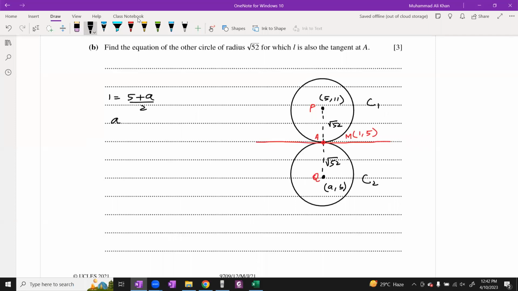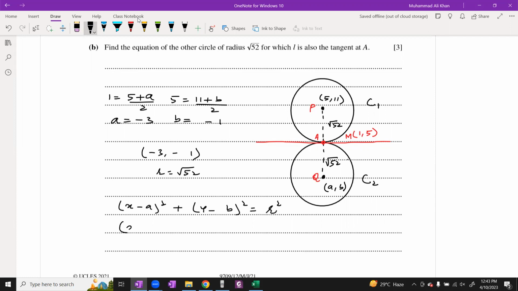1 = (5 + a)/2, a की वैल्यू क्या आई, 2 - 5 = -3, और 5 = (11 + b)/2, तो b कितना आया, 10 - 11 = -1। कोऑर्डिनेट्स क्या हो गए, a और b के वैल्यूज क्या हो गए, (-3, -1)। रेडियस कितना है, अंडर रूट 52। सर्कल की इक्वेशन (x - a)² + (y - b)² = r², r² = 52, this is the equation of circle. Hopefully it is clear.